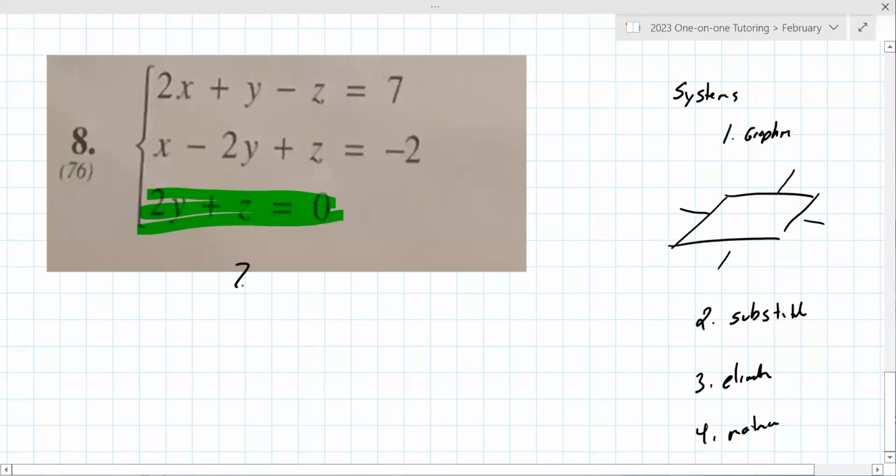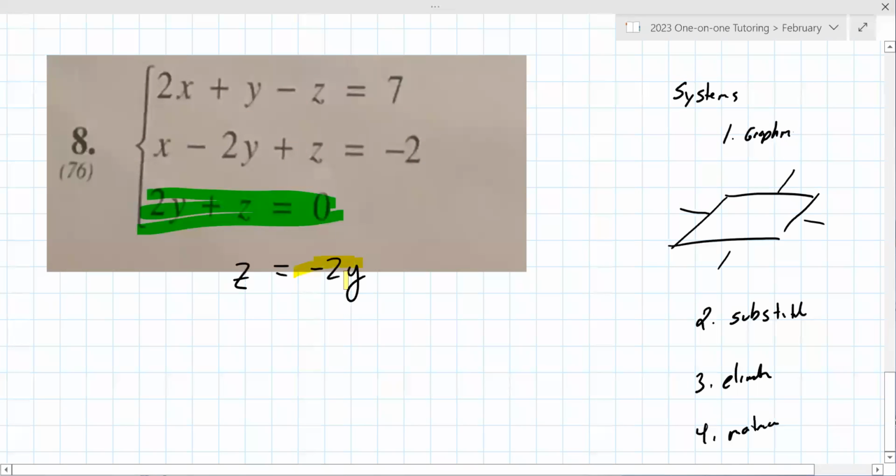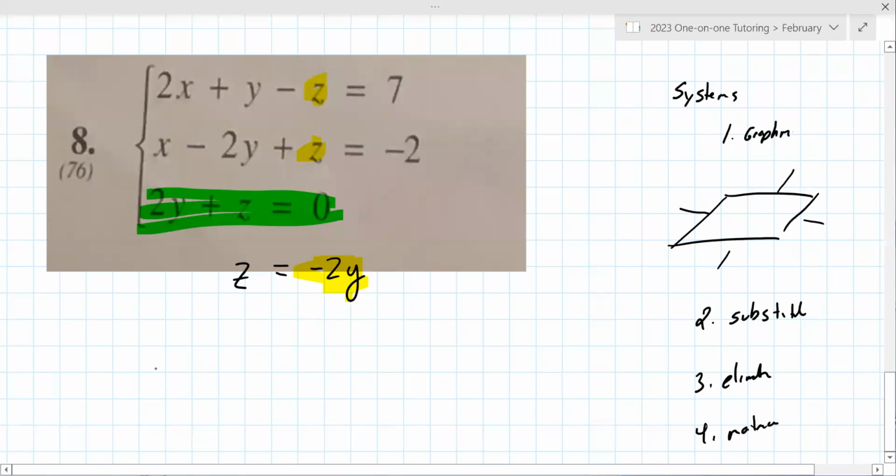I'm going to choose arbitrarily to solve for z, but I do have a reason. It really isn't arbitrary. Z is easier to solve for than y in this last one. Now, when I do that, I notice that I'm going to put in minus 2y wherever there's a z in the first 2 equations. And that's good news because that means the equations will be reduced by 1 variable. So instead of z, it's going to be minus 2y equals 7.